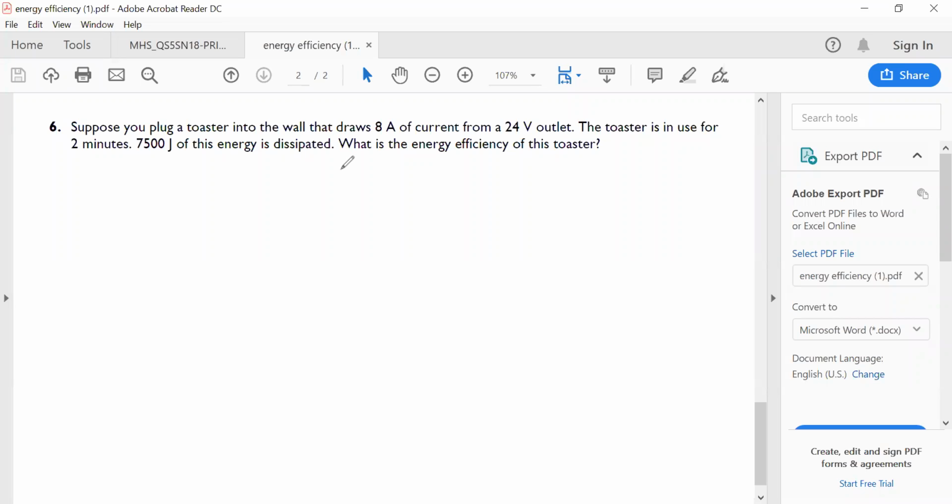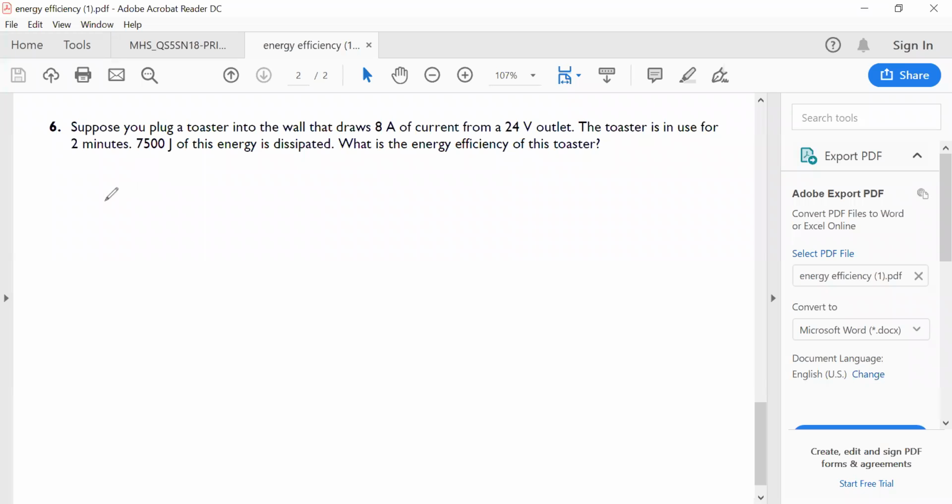First and foremost, we'll read the question. I'm plugging in the toaster, which draws 8 amps of current and 24 volts from the outlet. The toaster is in use for 2 whole minutes. 7,500 joules of this energy is, again, like we talked about earlier, dissipated. What is the energy efficiency of this toaster? To find this, we basically need to figure out the amount of energy consumed and the amount of useful energy, neither of which is given.